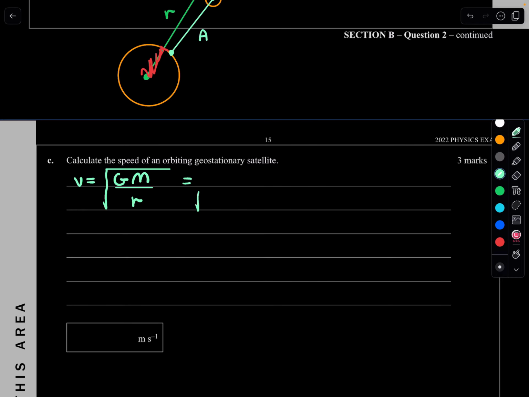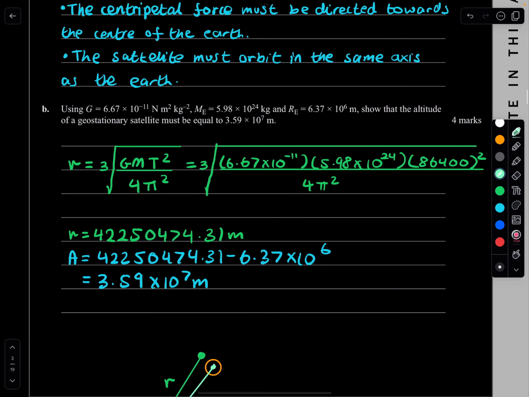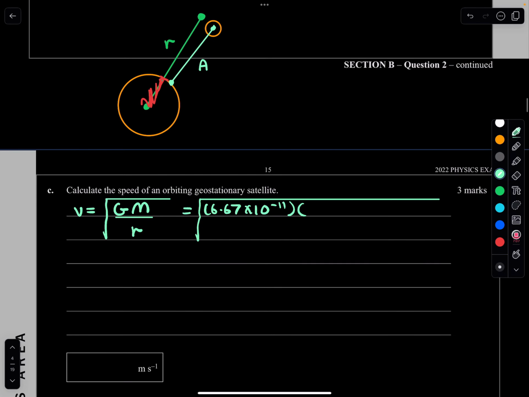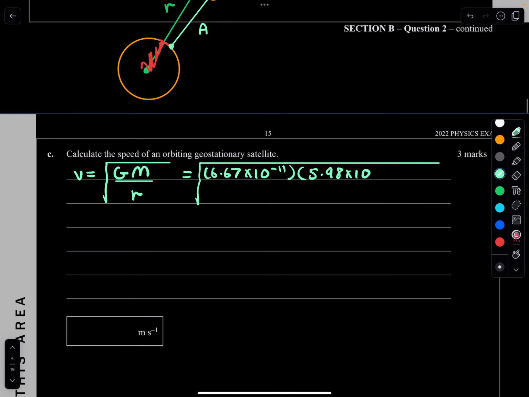So we know in this case, what is our G value? Basically, G is 6.67 times 10 to the negative 11. Your mass of the Earth, you remember your big M is the mass of what's being orbited. It's orbiting the Earth, your big M, and we know it's 5.98 times 10 to the power of 24.